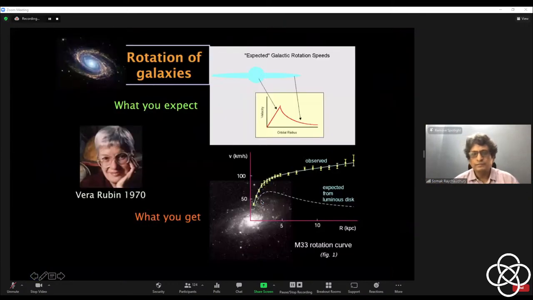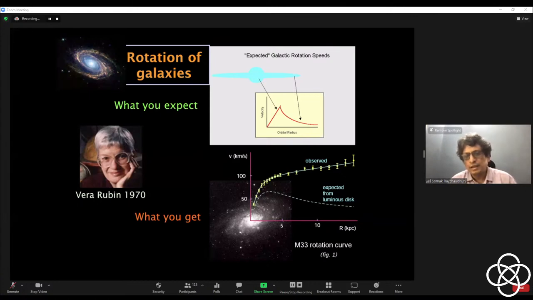So this is what Vera Rubin did. And this is her claim to fame. In the 1970s, she was a very, very rare woman astronomer who was working for her master's thesis on five of these galaxies. And she did just this.